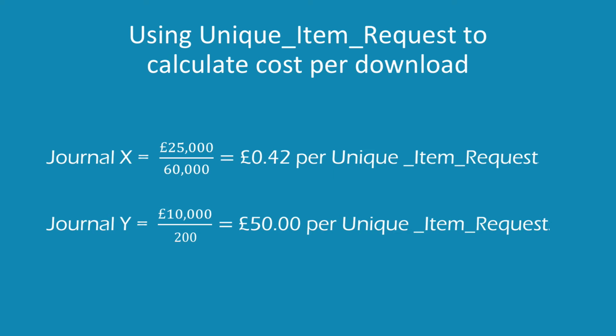Journal X is showing 60,000 unique item requests, while Journal Y shows just 200. Barbara therefore tells her head librarian that while Journal X is more expensive, it has a much better cost per unique download. The calculation looks like this. Journal X, £25,000 divided by 60,000 downloads equals 42 pence per unique item request. Journal Y, £10,000 divided by 200 unique downloads equals £50 per unique item request. If Camford must choose a journal to cancel, it's likely to be Journal Y.